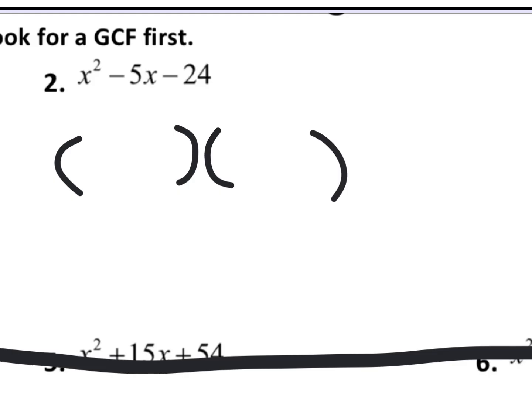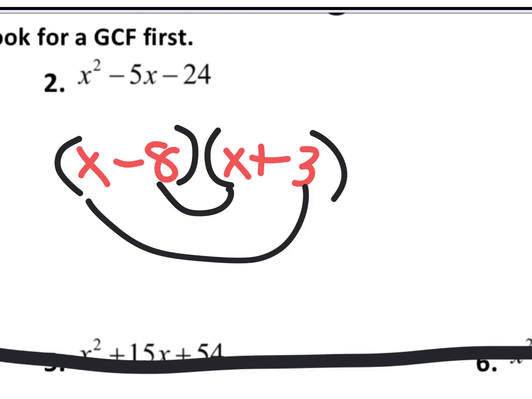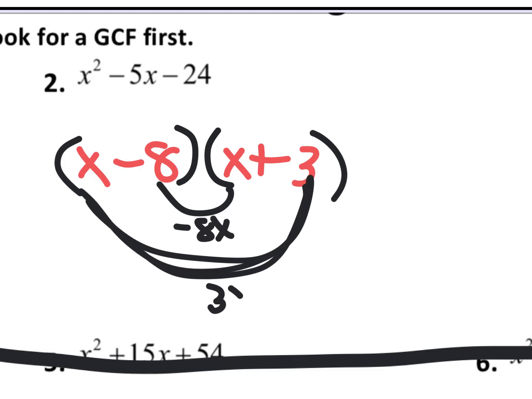Bennett, tell me what the answer is. It's okay to jump right to the answer. X minus 8 and x plus 3. And the way I'll check you is by going this and this and this and this. Negative 8x, and the 3 times the x, that makes 3x. Together that makes 5x. No, wait, negative 5x, and that's what I want. Sweet, I know it's right.